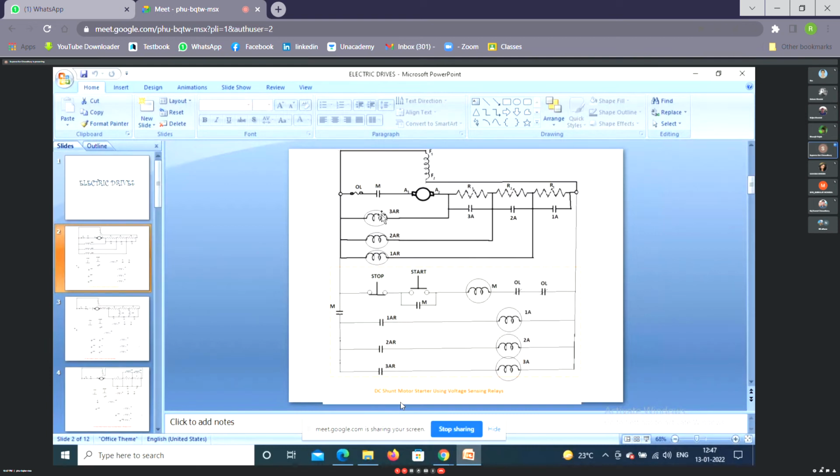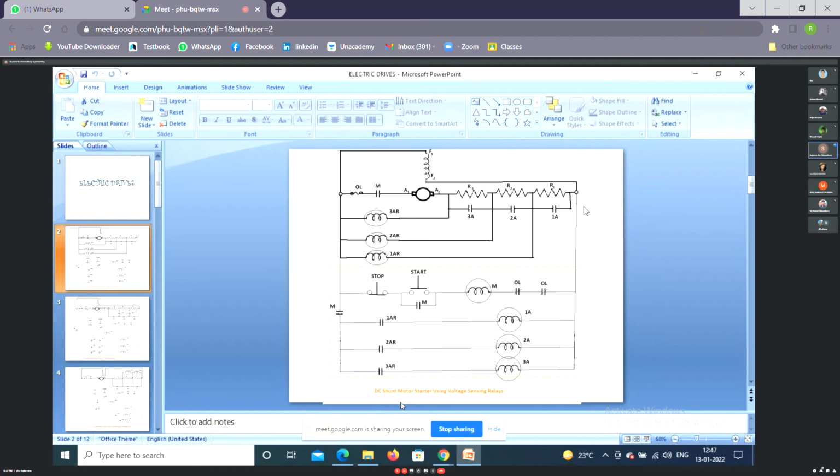Similarly, this relay is only reading the back EMF voltage. When this back EMF increases further and equals its preset value, this contact will close. This will excite this relay, and this 3A will be closed. So for the running condition, all these resistances are cut off, and the armature will get supply like this.